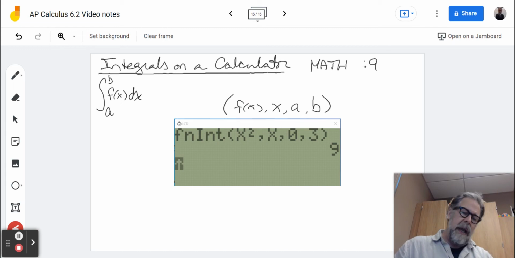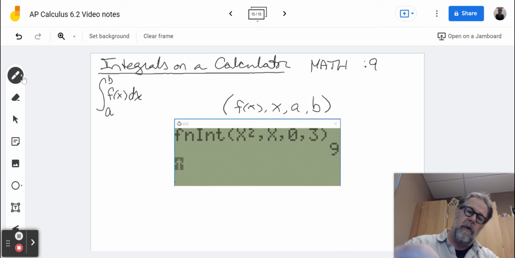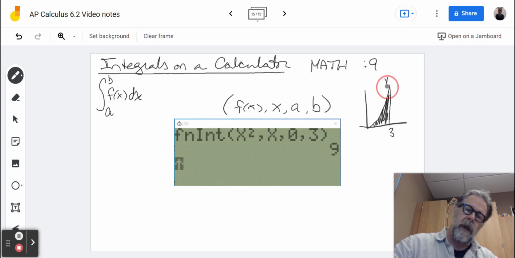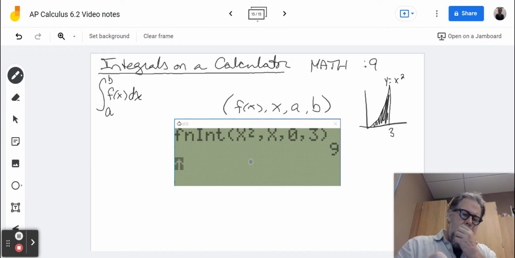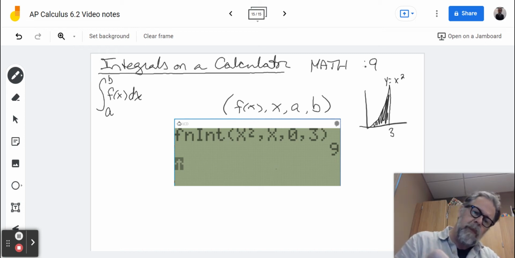So that's your TI-83, and you can see that I did the area under the curve x squared from 0 to 3, so we're looking at this right here. We want to know this area right there. There's 3, and this is y equals x squared. That has an area of 9.